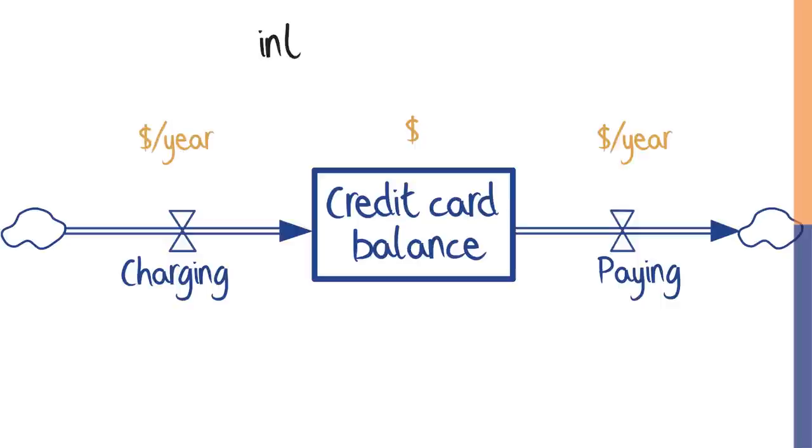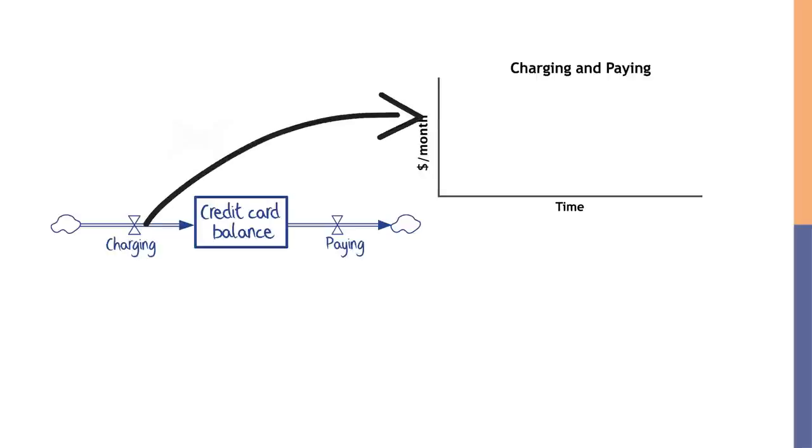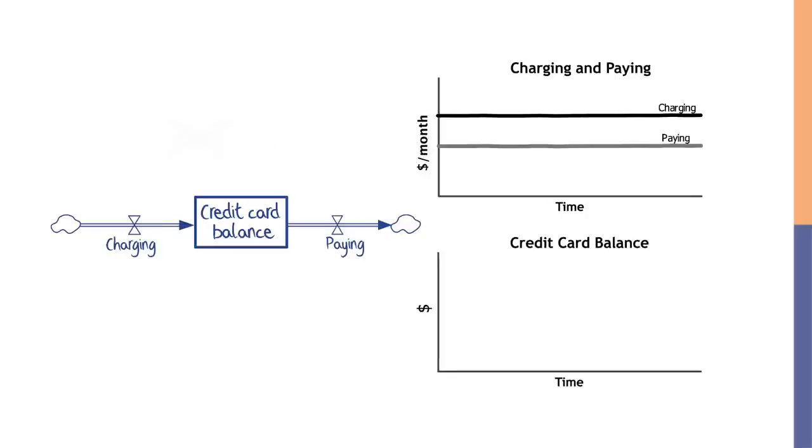Let's ignore all the interest charges for a minute and imagine that my rate of charging is constant over time. And my rate of paying is also constant, but lower. I'm steadily charging more than I'm paying. The difference between what I charge and what I pay each month adds to the credit card balance. It adds to the stock. So the stock is growing each month. See the balance going up and up? It's just like a bathtub with more water flowing in than out.